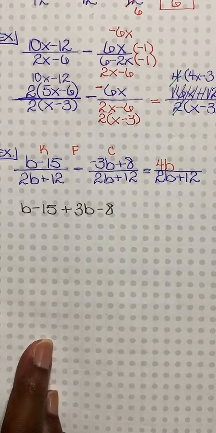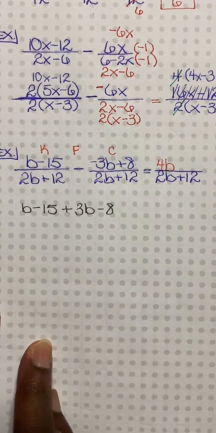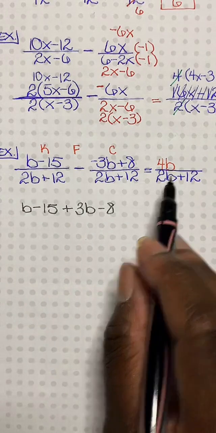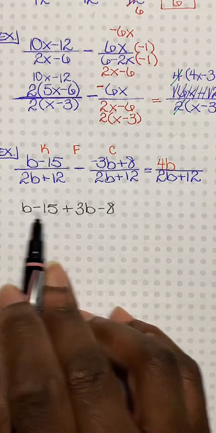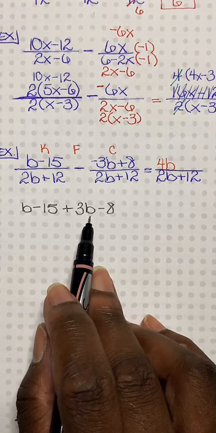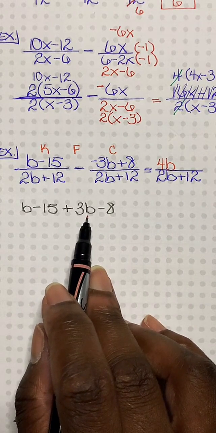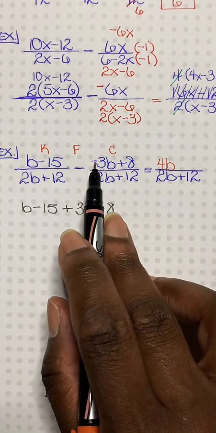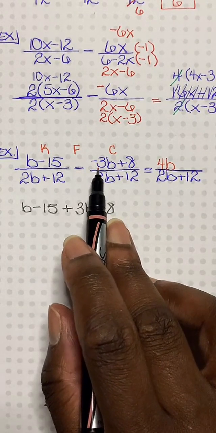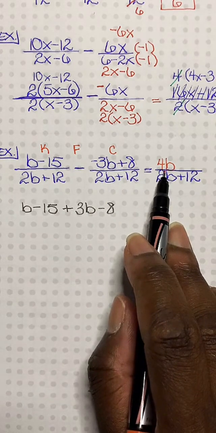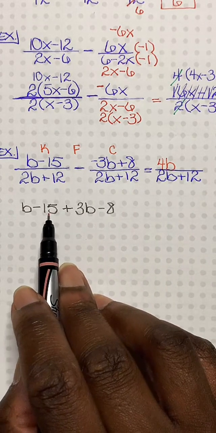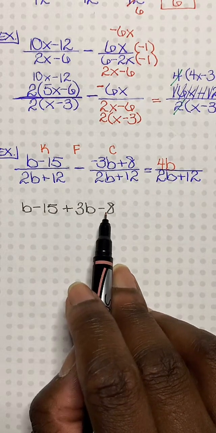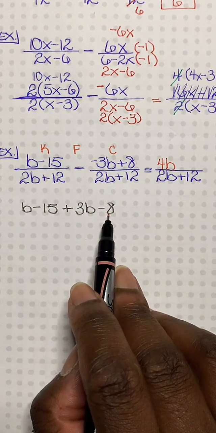Think about it. It's kind of crazy. So that means we're going to have b plus 3b. Okay, it's not negative 2b. Because when you minus a negative, it turns positive. So it's going to be a 4b. Now we got negative 15 minus 8. Okay?